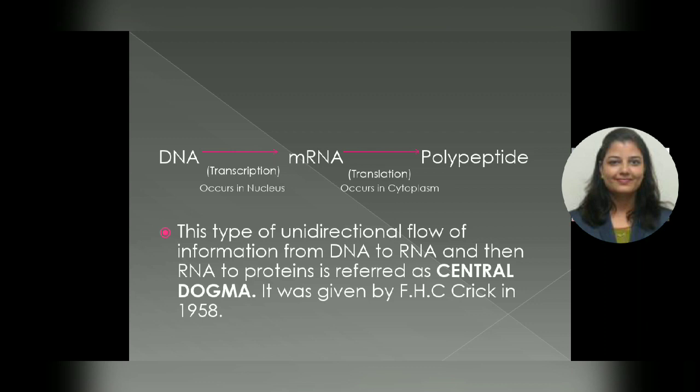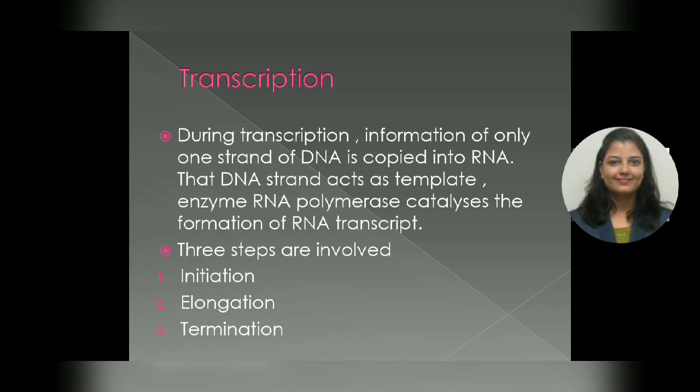So this whole unidirectional flow of information from DNA to mRNA and from mRNA to the proteins is known as the central dogma of molecular biology. So if it is asked what the central dogma is: from DNA it forms mRNA, a process known as transcription, which occurs in the nucleus, and from mRNA to the polypeptide, this process is known as translation, which occurs in the cytoplasm. This whole process is known as the central dogma, and it was given by F.H.C. Crick in 1958. So let's elaborate the process of transcription.